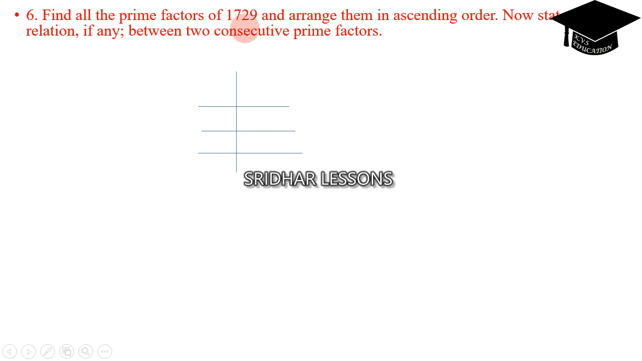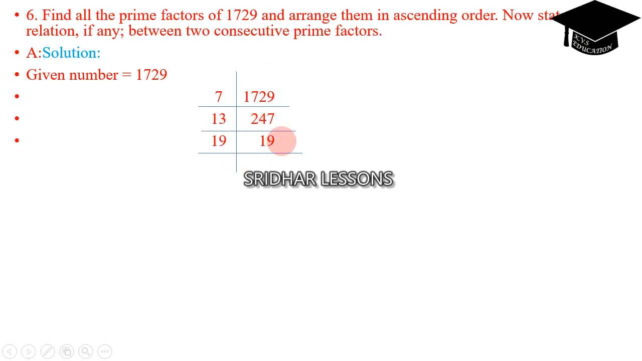Find all the prime factors of 1729 and arrange them in ascending order. And state the relation, if any, between two consecutive prime factors. First, we will find out the prime factors of 1729. 7 can be factorized into 247, and 13 can be factorized into 19. 19 can be factorized into 1. So the prime factors of 1729 are 7 into 13 into 19.